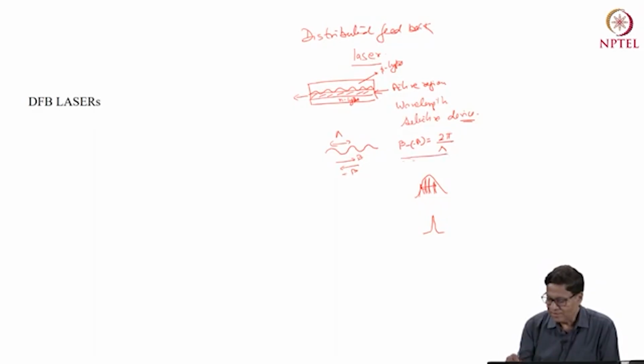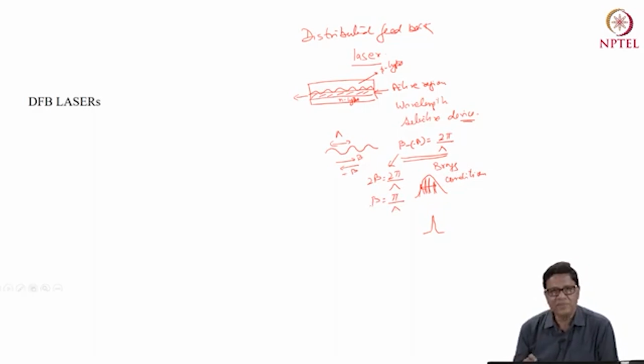And then if this condition is satisfied, which is the Bragg condition, that particular wavelength, which is defined by this, that is 2 beta is equal to 2 pi by capital lambda, where lambda is the period of the grating, and beta becomes pi by lambda. So corresponding to this beta, that particular frequency or wavelength is reflected back. Such lasers are called distributed feedback lasers. So the feedback is distributed throughout the region.